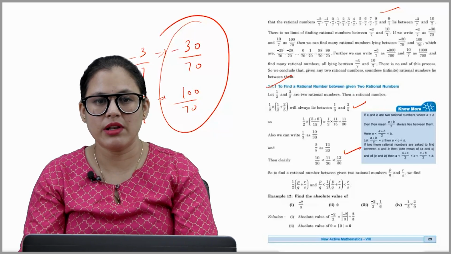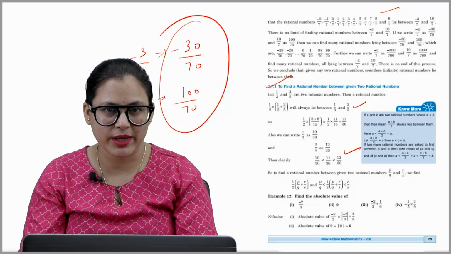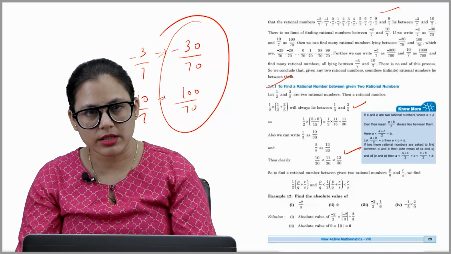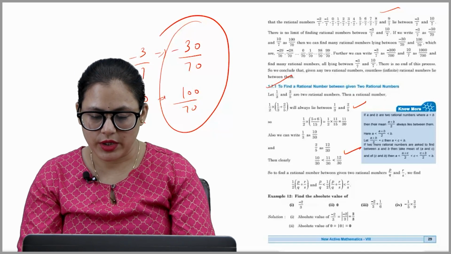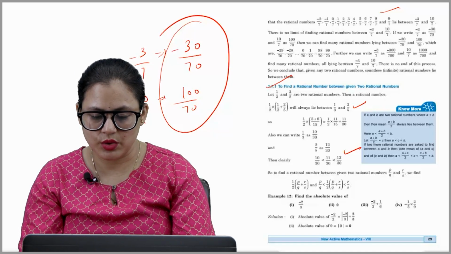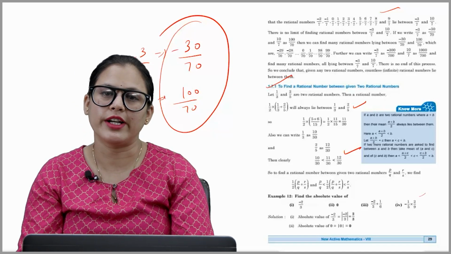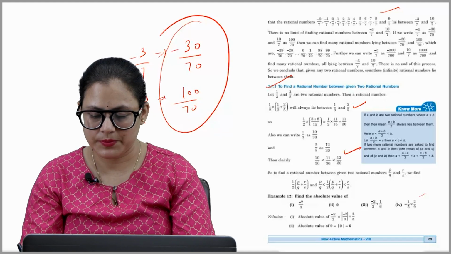Okay. In example 12, you have to find out the absolute value. The absolute value of minus 2 by 3 is 2 by 3, the absolute value of 0 is 0. Okay. In the third and fourth parts, first you will calculate them and then we'll find the absolute value.